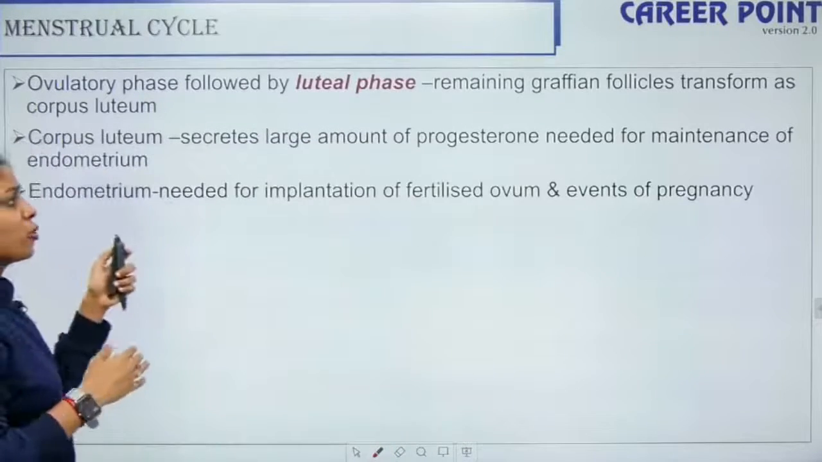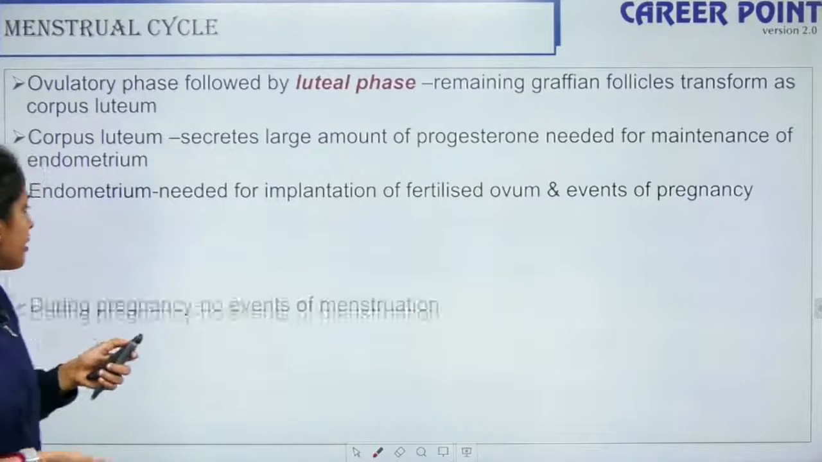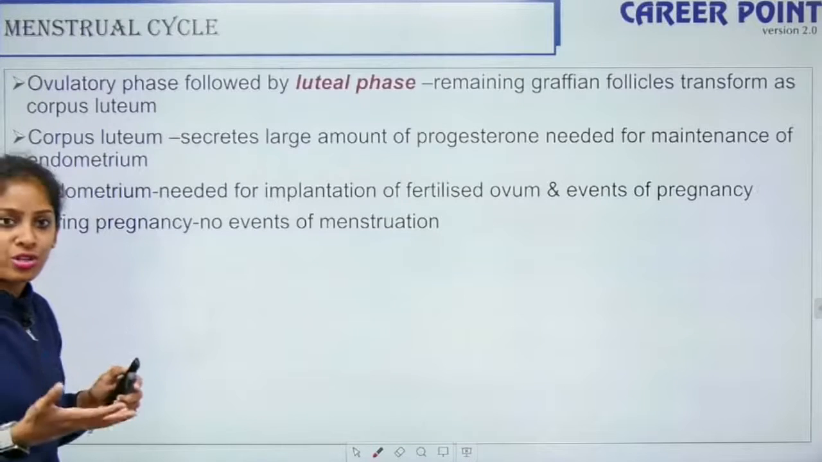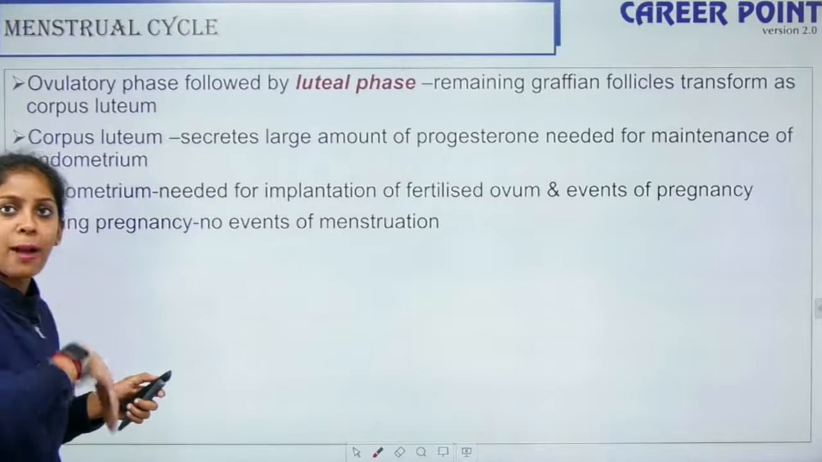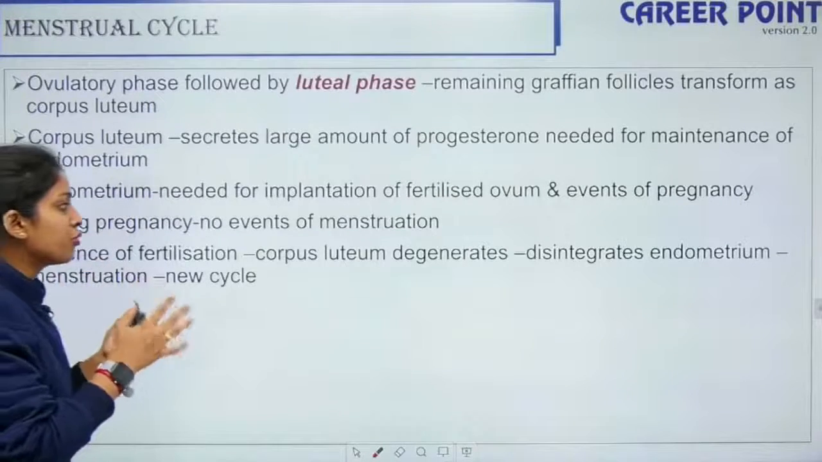Alright, so the endometrium gets ready for implantation because it is awaiting fertilization and implantation. So during pregnancy, you don't have a menstrual phase, because the next phase does not happen. But with the absence of fertilization, the egg is no more needed.